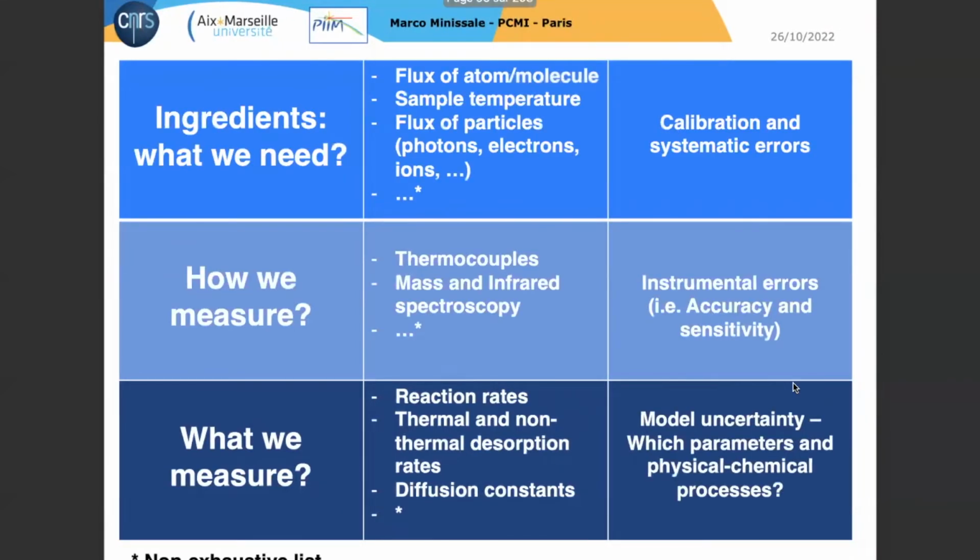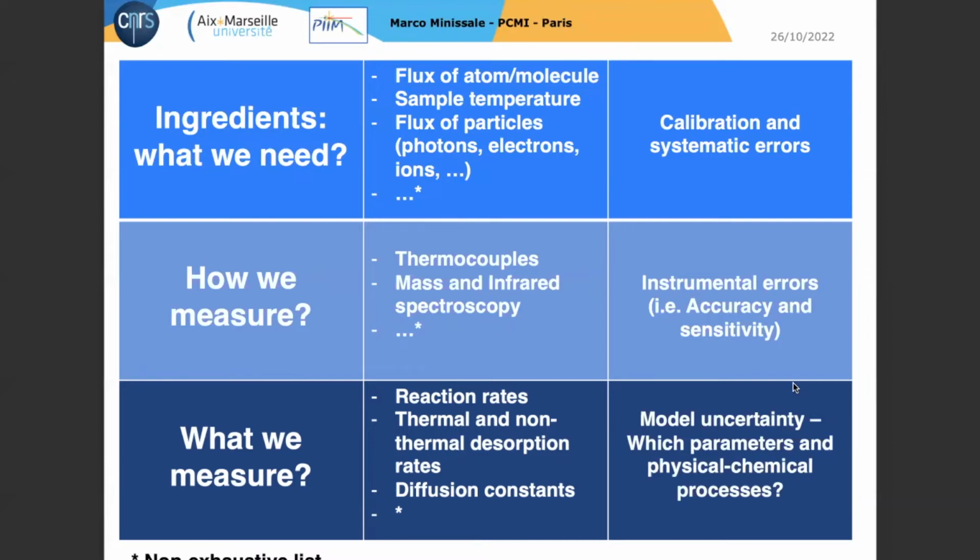So the ingredients are, for example, the flux of atoms and molecules that we send on a surface. We have to know the temperature of this surface. We also have to know, if we study some process induced by the flux of particles that we send on the surface, and this gives us a first source of uncertainty: the calibration. These are systematic errors when we try to measure the flux of atoms, the sample temperature, and so on.